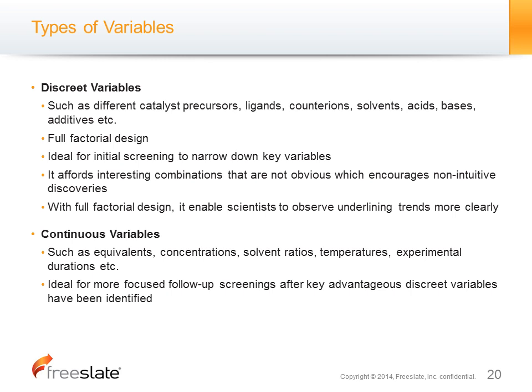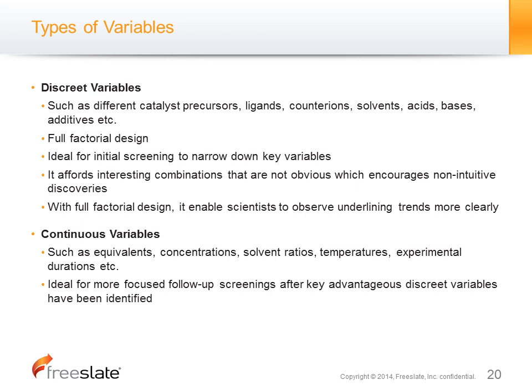So this is very ideal for an initial screening to narrow down the key discrete variables that are important for this experiment. A lot of time, because if you do full factorial, there's a lot of interesting combinations that are not obvious before the screening, but they become a hit. So what that encourages is non-intuitive discoveries. And also with the full factorial design, a lot of time it can help you observe the underlying trend more clearly because you have every combination covered, so you can see the trend in terms of changing variables.